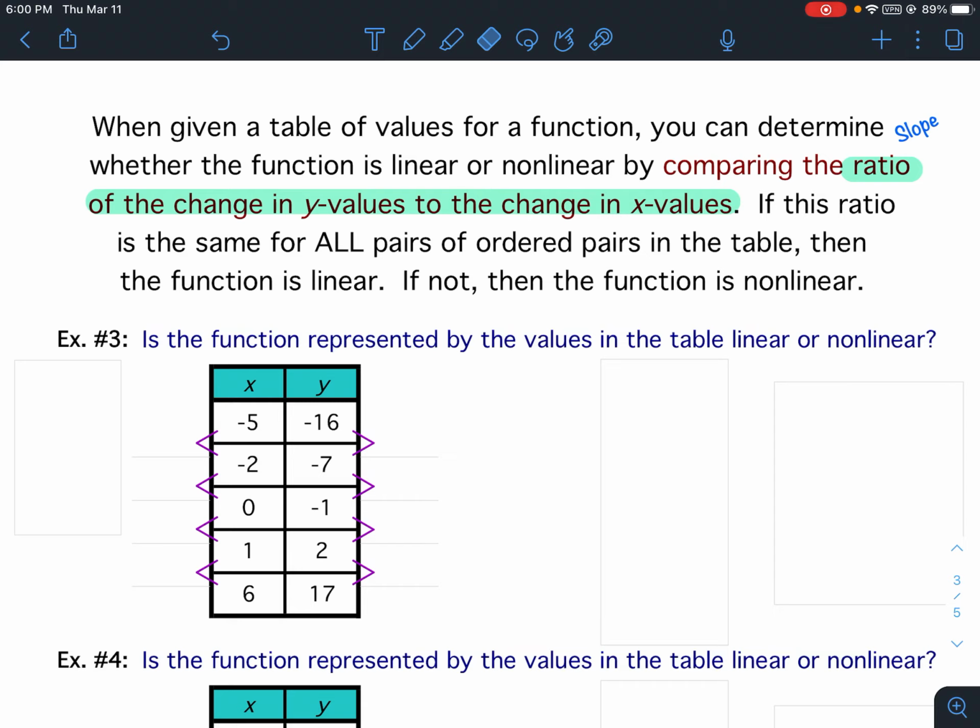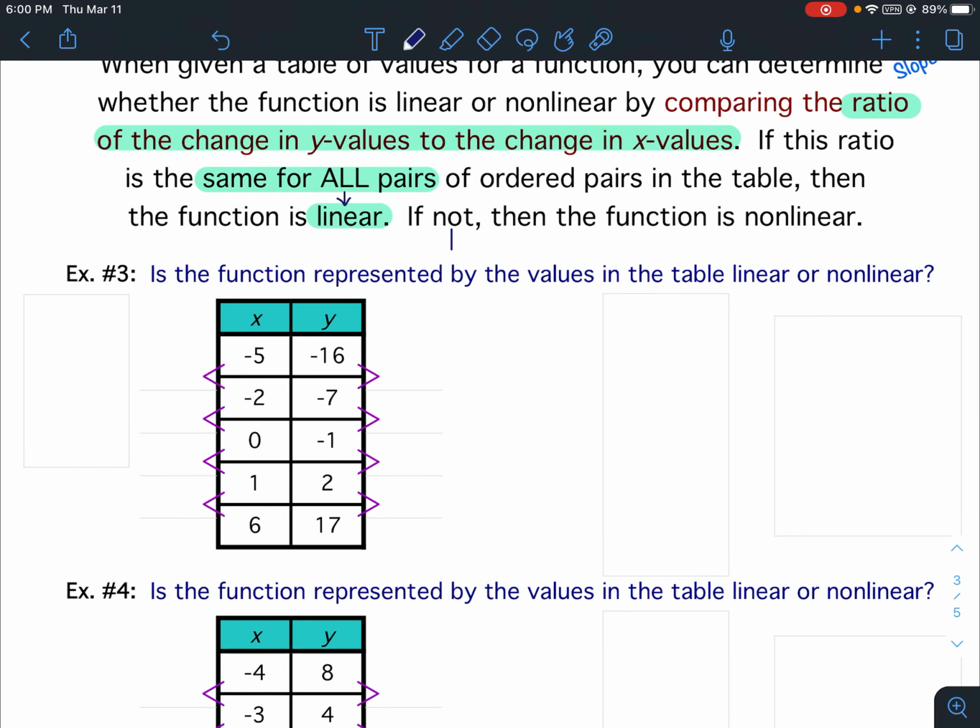If the slopes are the same, so if this ratio is the same for all pairs of ordered pairs in the table, it has to be the same the whole way throughout. If it's the same for all, then it is linear. So underline same for all pairs, and then linear. So draw an arrow down to that. But if it's not the same, it has to be the same the whole way down. If it's not the same, then it's nonlinear.